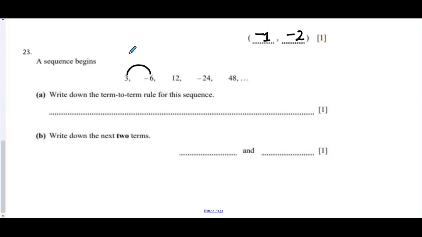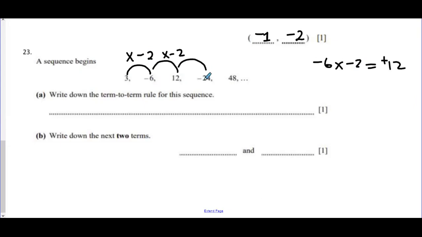From 3 to -6, another one can say multiply by -2. Okay, now let us check. If we multiply by -2, can we do -6 times -2? Yes, multiply by -2, meaning -6 times -2. Do you get 12? Yes, negative to negative, positive. 6 times 2 is 12. So that is correct. Now let us keep going.